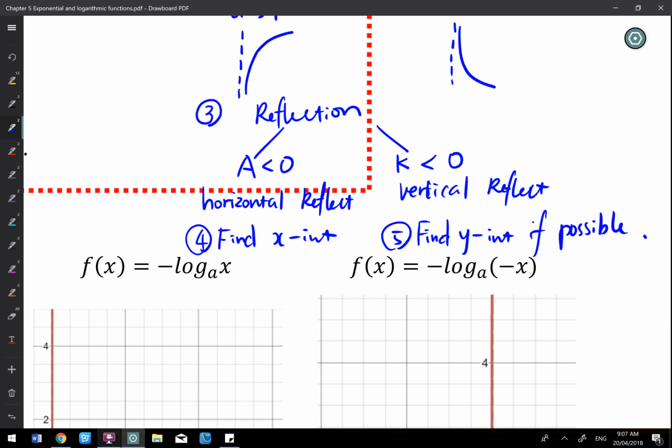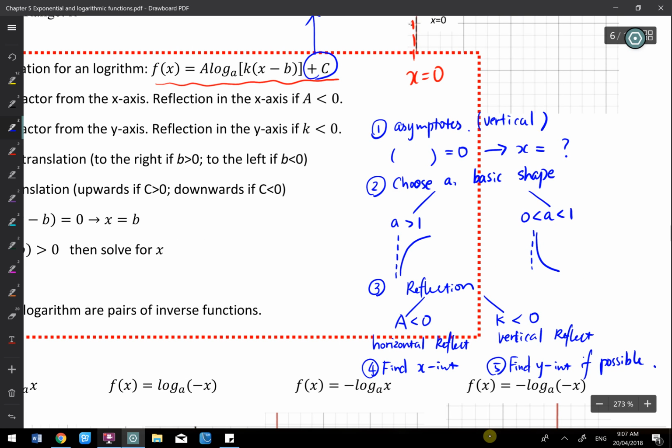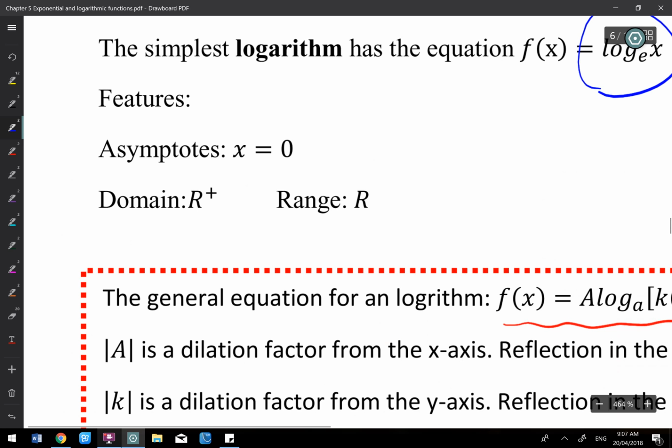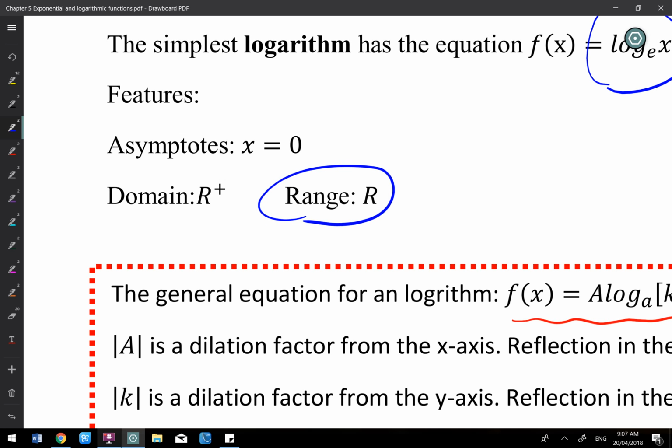Find the y-intercept if possible. So that's how we sketch it, basically the same as how we sketch for exponential. But you know there are inverse functions, so the domain and range will swap. Therefore, the range for log is R, because the domain for exponential is always R. There's no restriction on domain. So the range for log must be R.